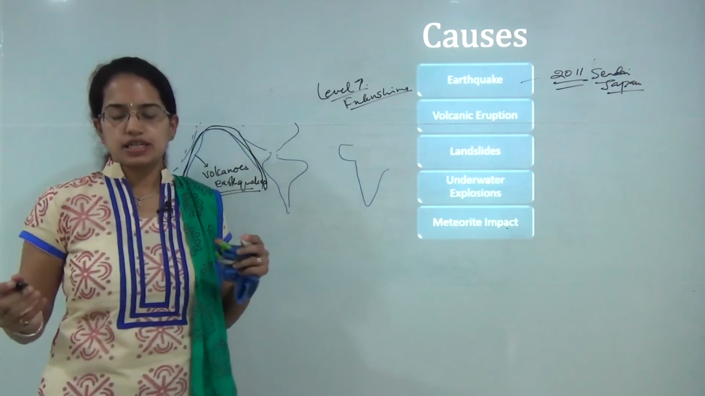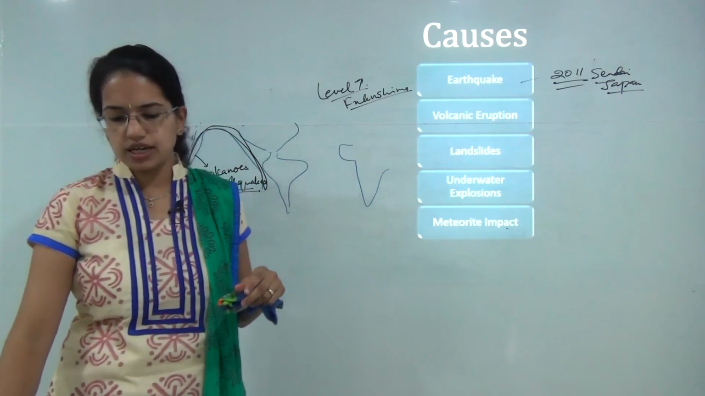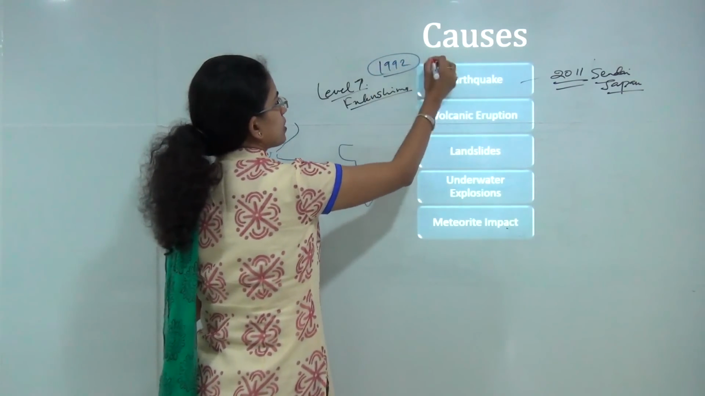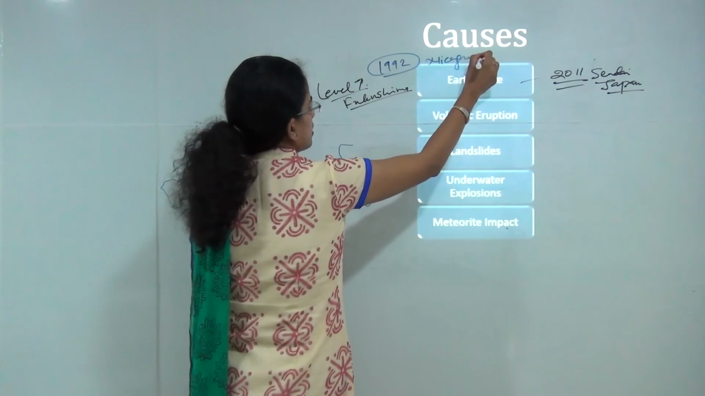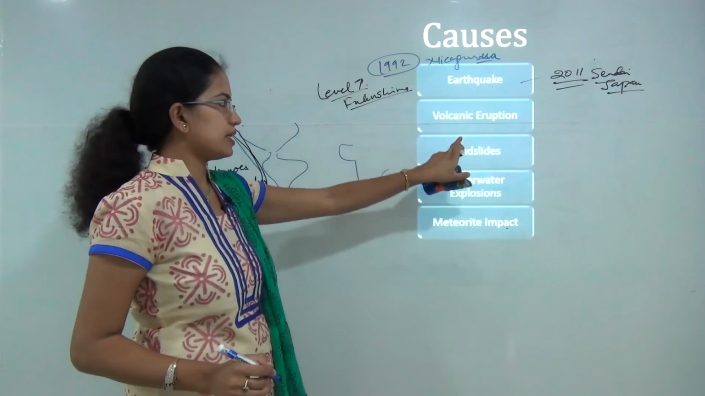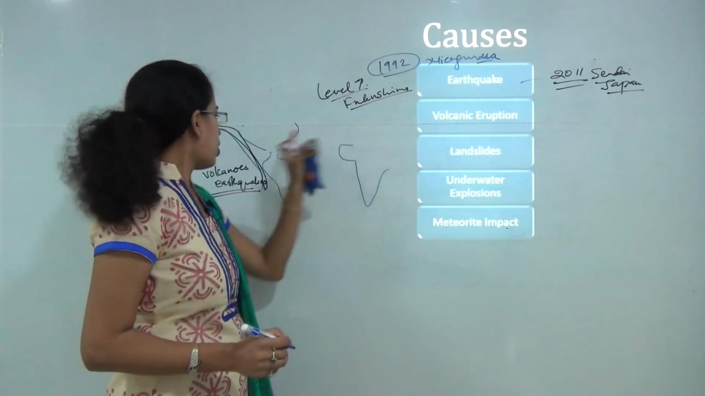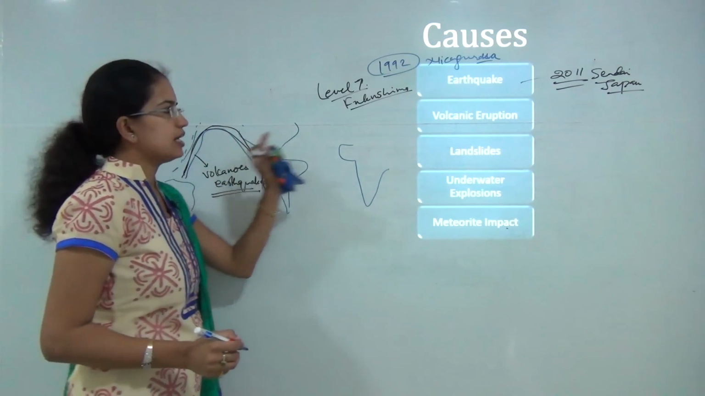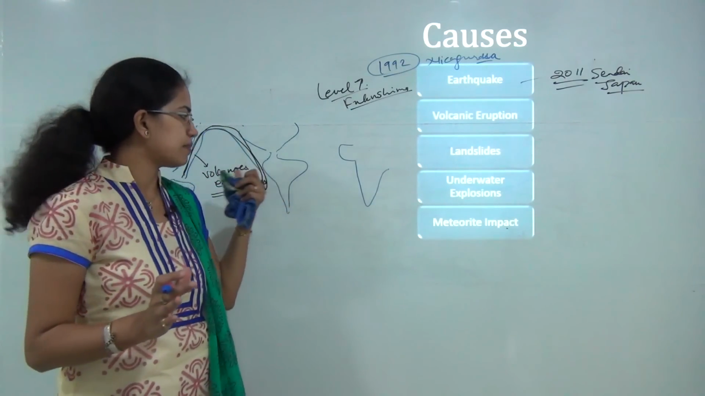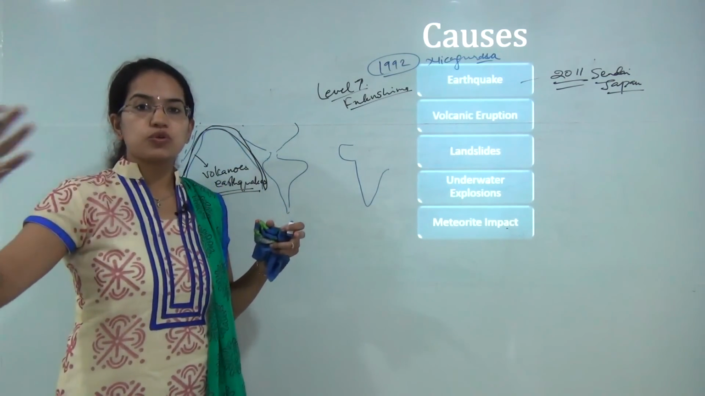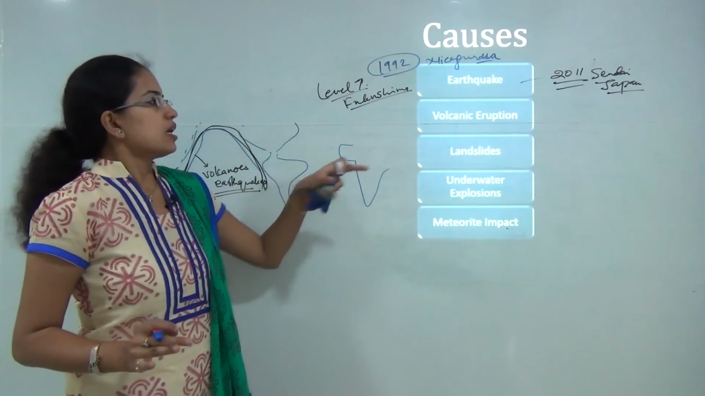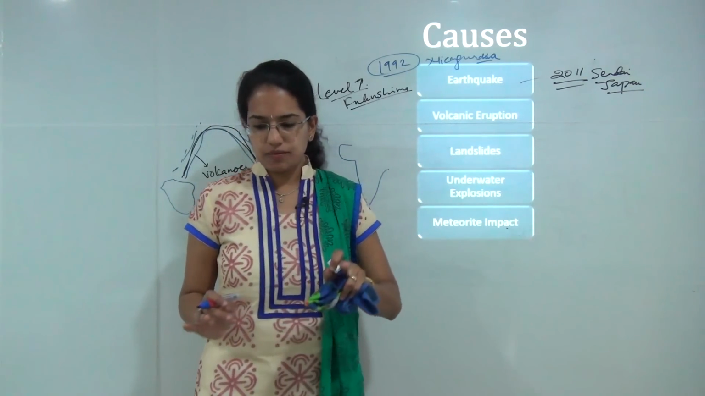Then there were numerous other earthquakes in the Alaskan coast and Nicaragua in 1992 that led to tsunamis. The next is volcanic eruption, common around the Ring of Fire. It's usually said that every year there are 1 or 2 tsunamis that occur in the Pacific, and every 10 to 12 years there is a huge tsunami that occurs in the Pacific. So volcanic eruption is another important cause.